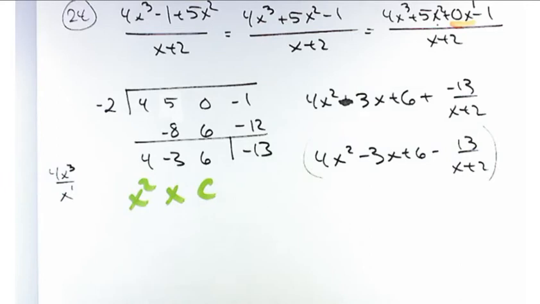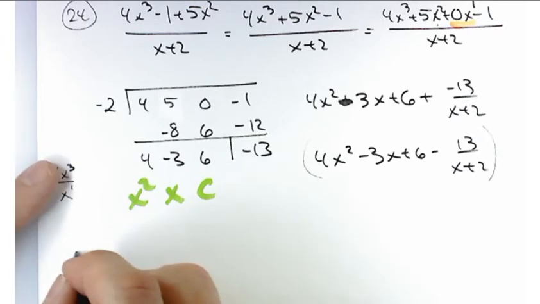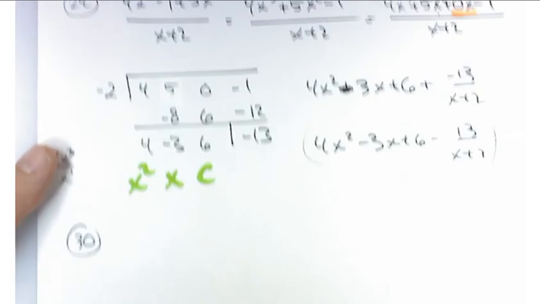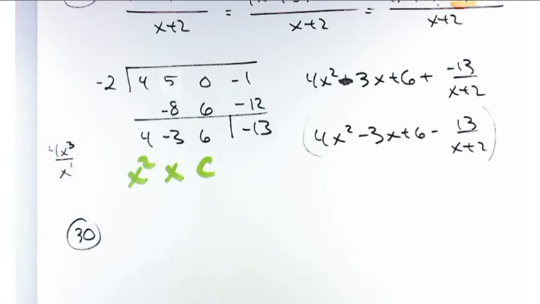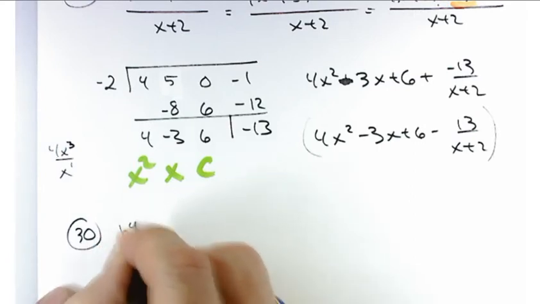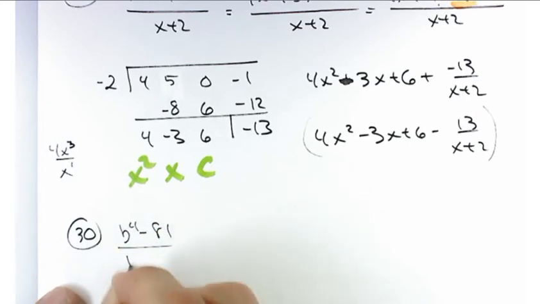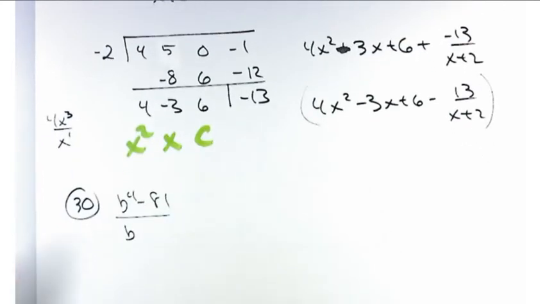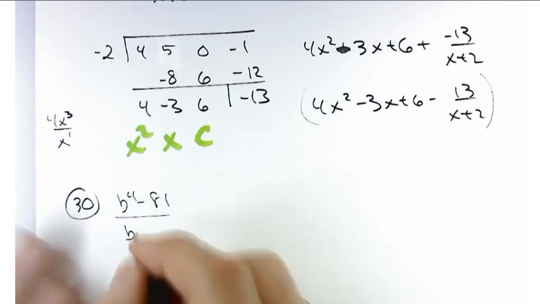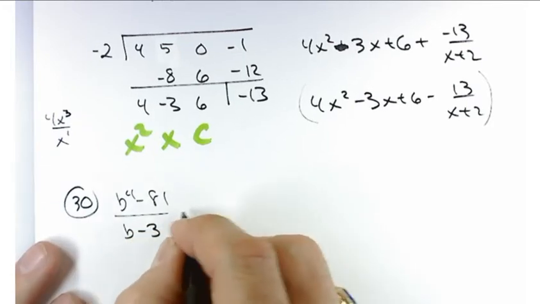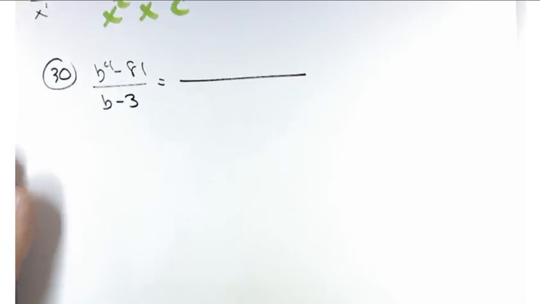Let's do problem number 30. Now, problem number 30 is a little bit more extreme version of problem number 24. And we'll look at problem number 30 two different ways. So, b to the fourth minus 81 over b minus 3. If you're going to do this by synthetic division, then there's some work we have to do in the numerator. Emily, what should I rewrite this as?